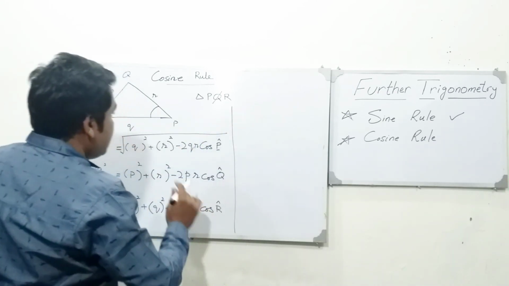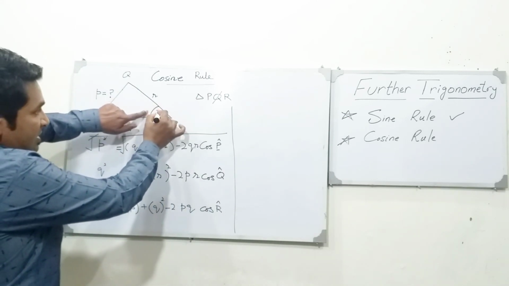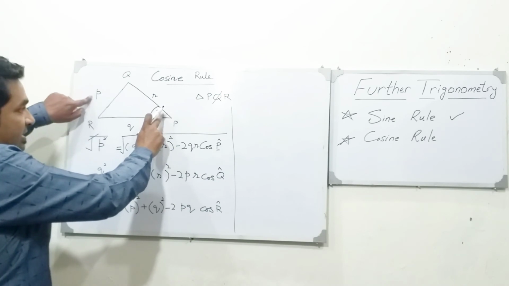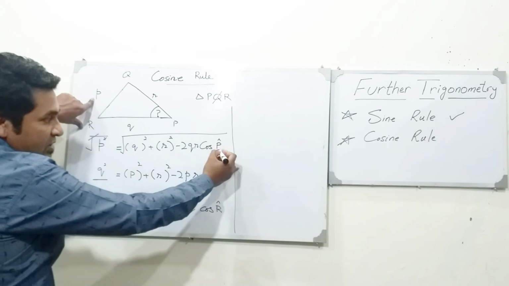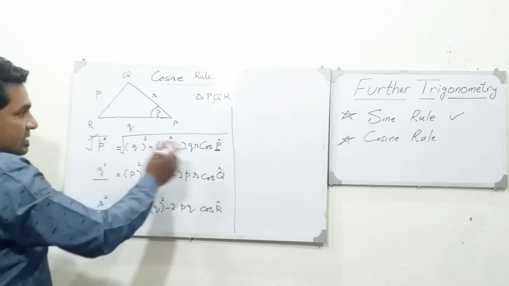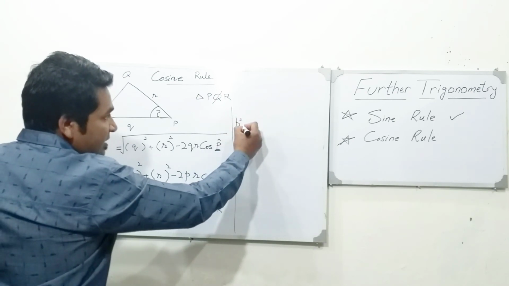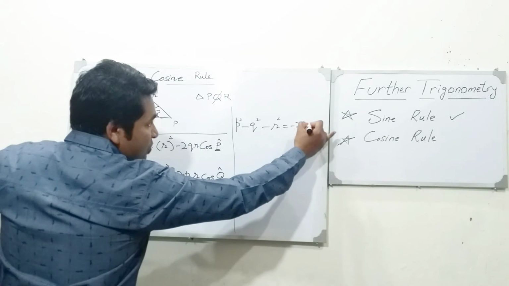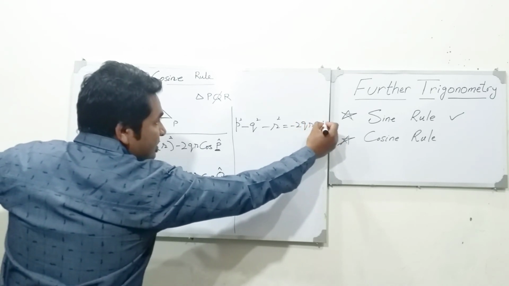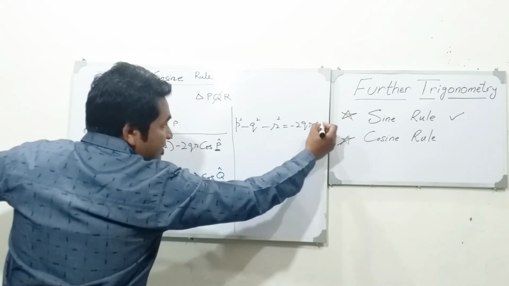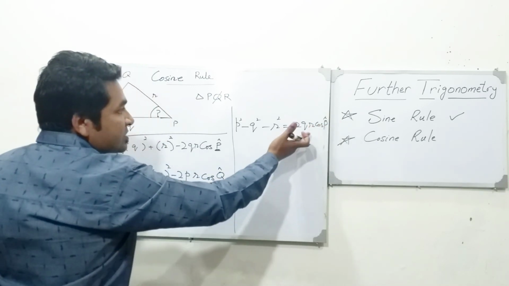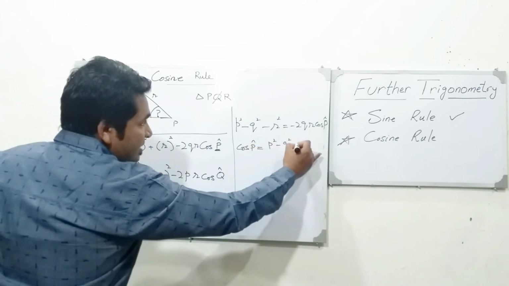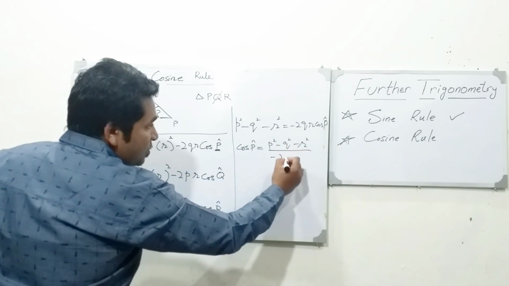Now if you are asked to find this angle P, and you are given the sides, obviously you will use this formula because you are supposed to find angle P. So you will shift all these things to the other side. P squared is already here, minus q squared minus r squared is equal to minus 2qr cos of P. Now shift these and it will become cos of P is equal to p squared minus q squared minus r squared over minus 2qr.